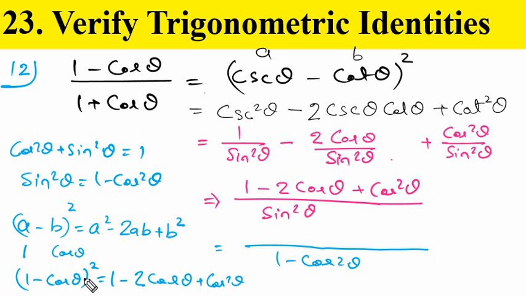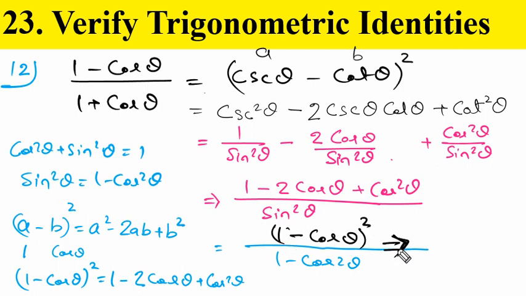So now if you see here, 1 minus cos theta whole square is giving you 1 minus 2 cos theta plus cos square theta, which is same as this, right? So I will replace it here with 1 minus cos theta whole square, right? I hope you understood this one. For this you need to know all the previous formulas as well.